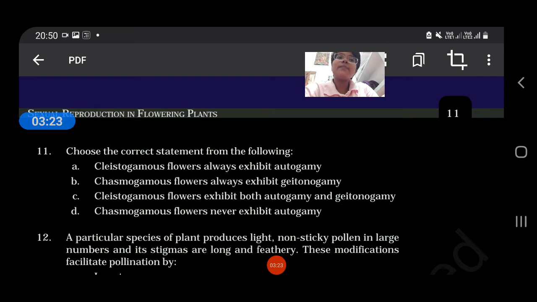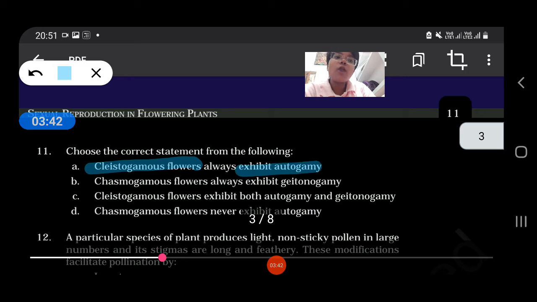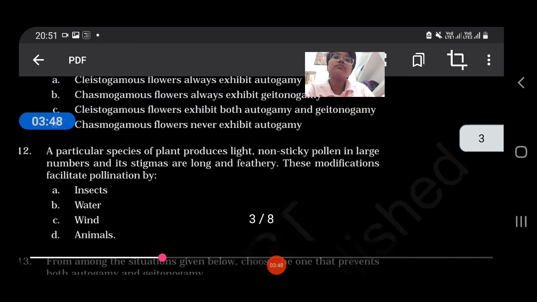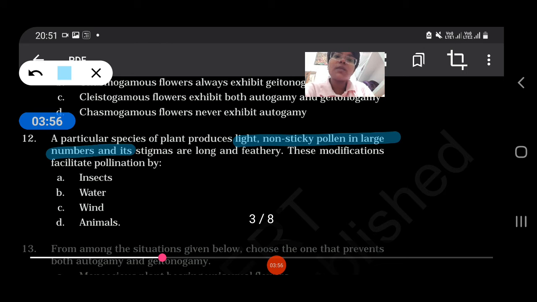Choose the correct statement from the given. Cleistogamous flowers always exhibit autogamy. Chasmogamous flowers always exhibit geitonogamy. Cleistogamous flowers exhibit both autogamy and geitonogamy. Chasmogamous flowers never exhibit autogamy. So the answer goes to cleistogamous flowers always exhibit autogamy. Okay. A particular species of plants produces light, non-sticky pollen grains in large number and its stigma are long and feathery. This modification facilitates pollination by wind.